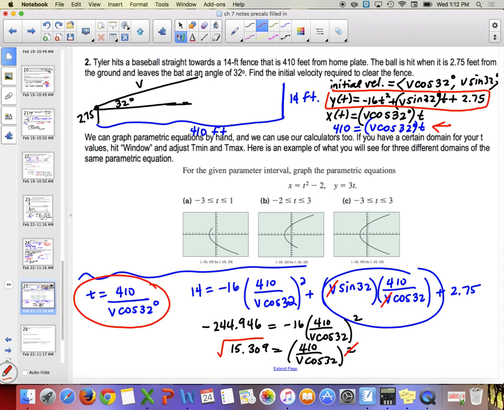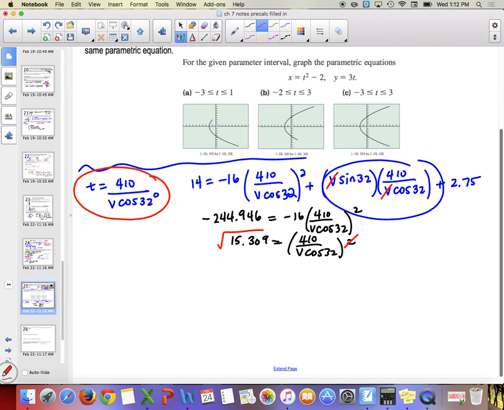All right, and then I'm going to do some moving around. So I'm going to multiply the square root of 15.309 by v cosine of 32, and that's going to equal 410. Yeah, the square root, thank you. So I'm going to take that 410, and I'm going to divide by the square root answer. And then I'm going to divide by cosine of 32.